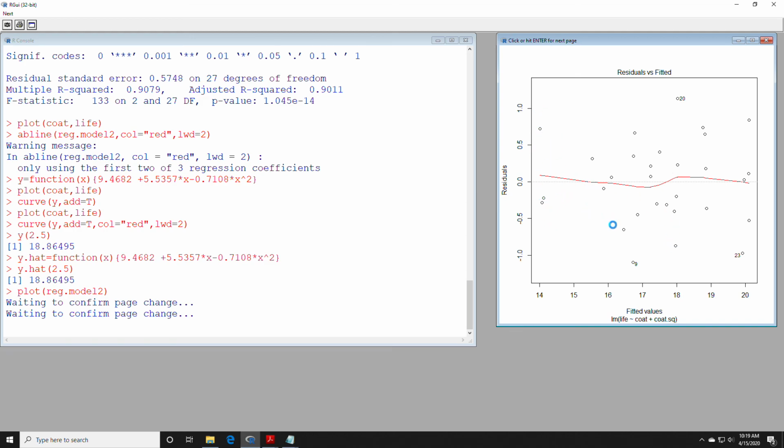So it's quite possible it's just because there are only a couple of data points here. Who knows? But overall, I'd be happy with that graph.